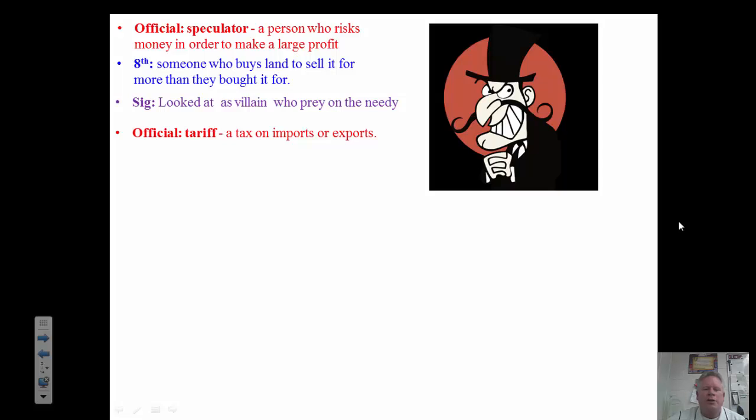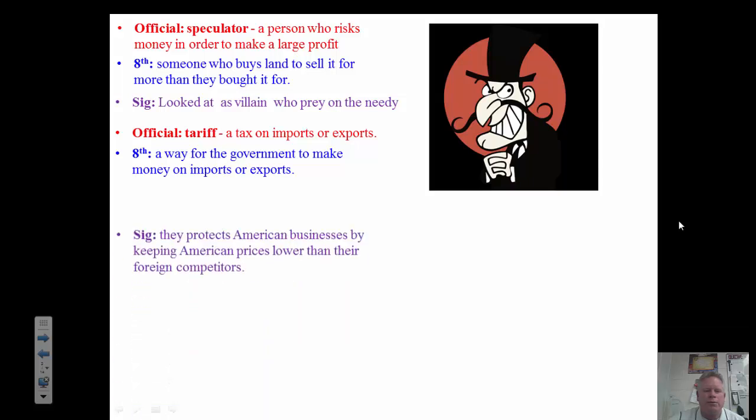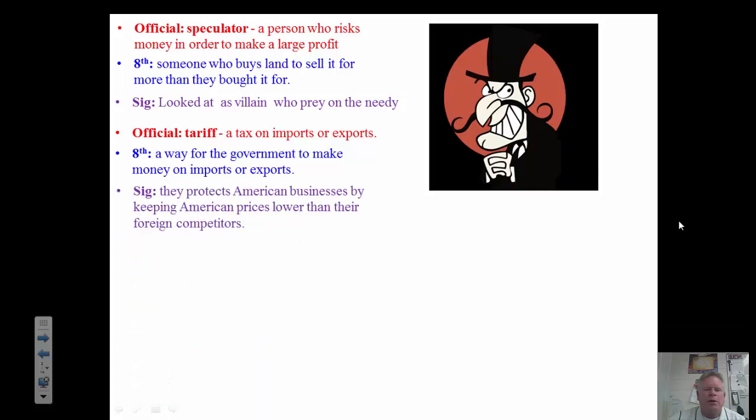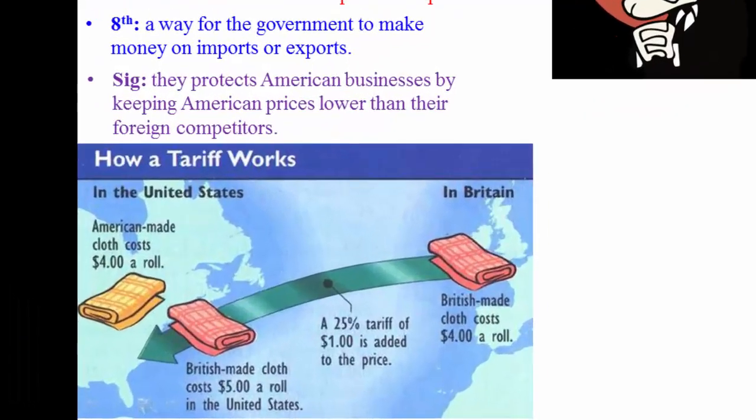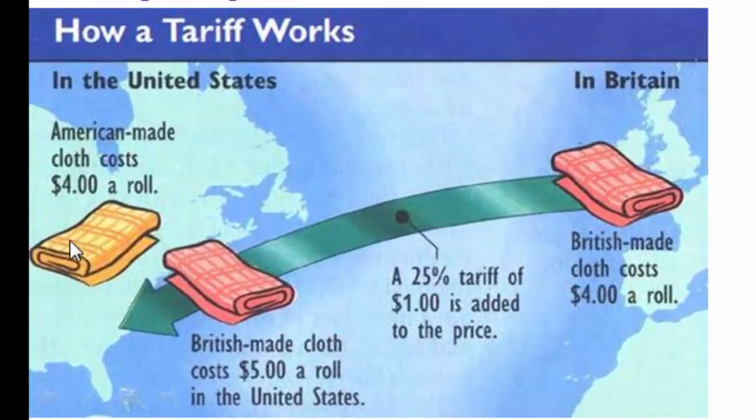Tariff, a tax on imports or exports, a way for the government to make money on imports or exports. Tariffs protect American businesses by keeping American prices lower than their foreign competitors. For example, in this drawing you have American-made cloth. The cheapest they can sell it for and make money is $4 a roll. Then you have English-made cloth, and the cheapest they can make it for is $4 a roll.